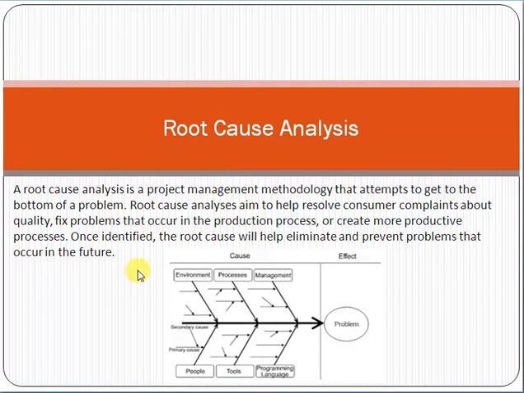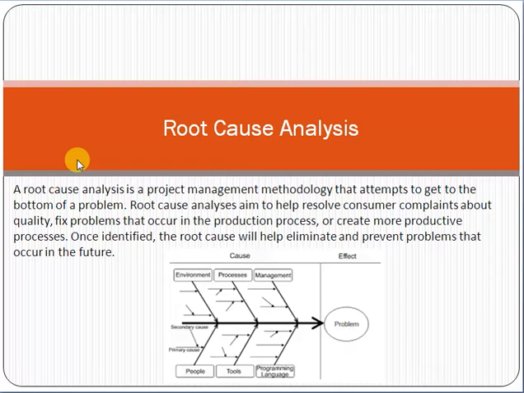So let's start. Root cause analysis. Friend, root cause analysis is a project management methodology that attempts to get to the bottom of a problem. The root cause analysis aims to help resolve consumer complaints about quality, fix problems that occur in the production process, or create more productive processes. Once identified, the root cause will help eliminate and prevent problems that occur in the future. Friend, basically, root cause analysis, if you just see these three terms, root cause analysis.